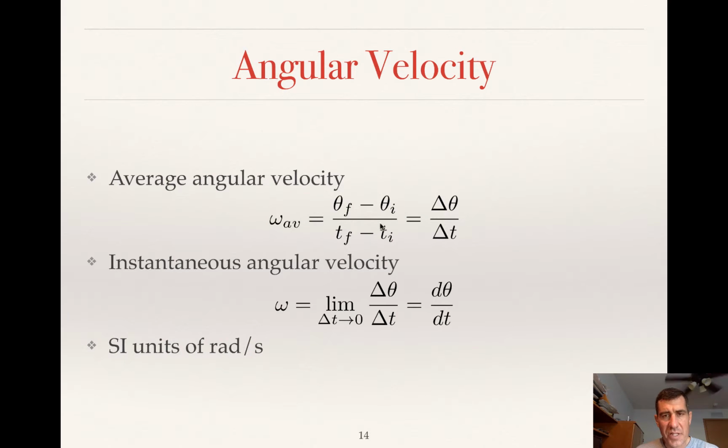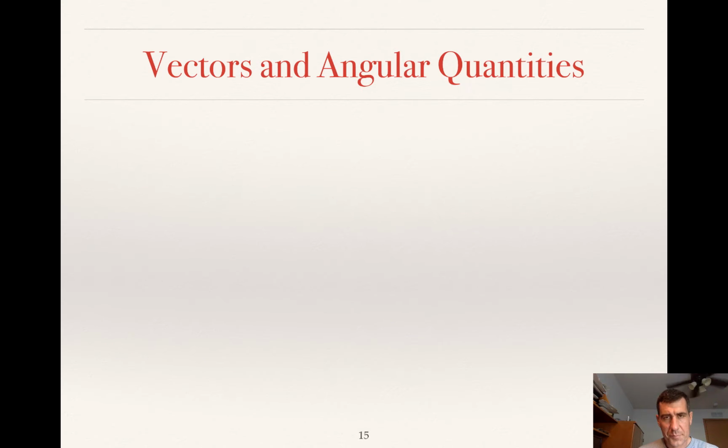Now the SI units, well, remember our SI units for angular displacement are going to be radians, although remember that's not a real unit, but we still like to call it radians. Time is in seconds, so the SI units of angular velocity are going to be radians per second.